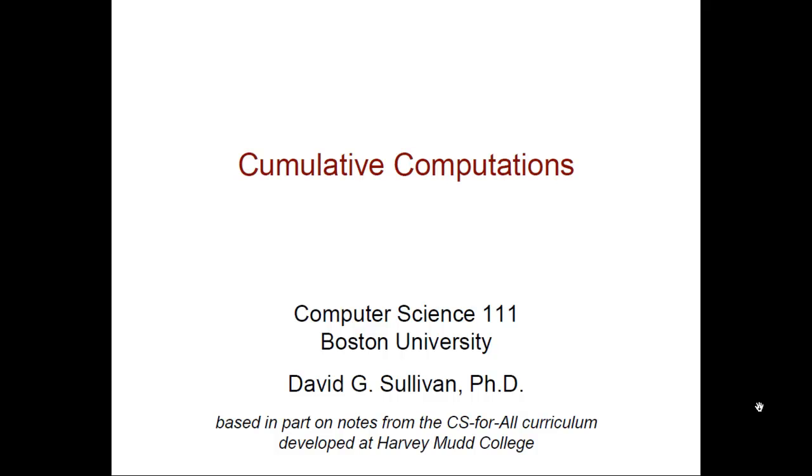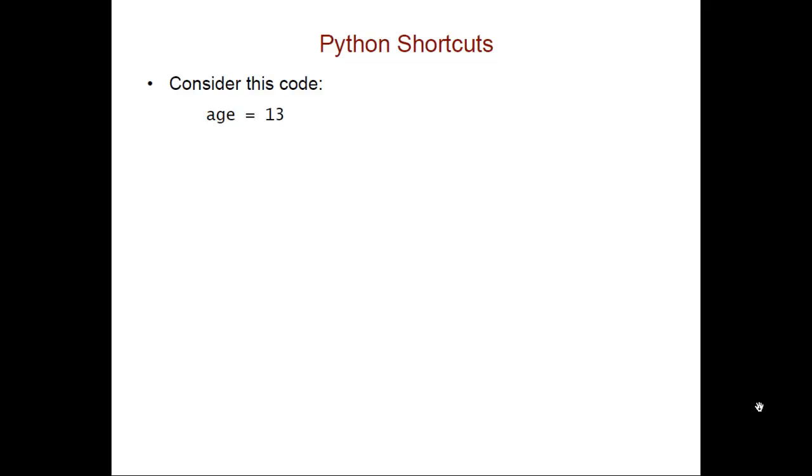Let's look at how we can use a loop to perform what's called a cumulative computation. Before we do that though, I want to tell you about some shortcuts that Python makes available. Let's assume we have a variable age and we assign it the value 13. We can then increase the age by 1 by doing this assignment. Because the right hand side is going to get evaluated, we're going to plug in the current value of age, add 1 to it, and then the new age gets stored back in the variable.